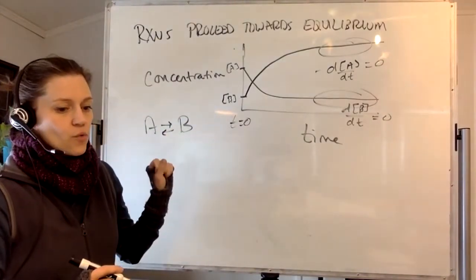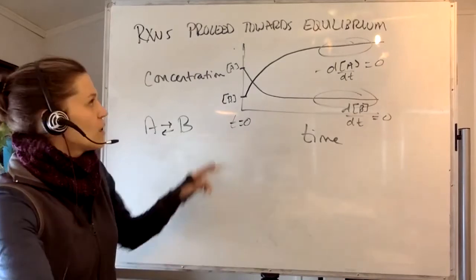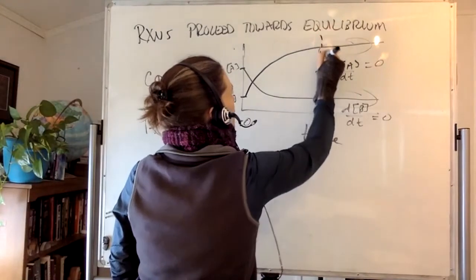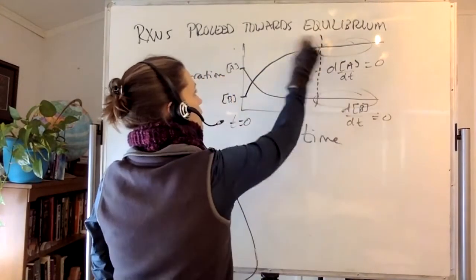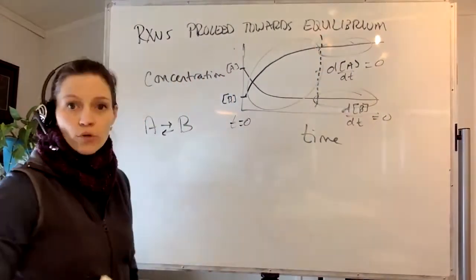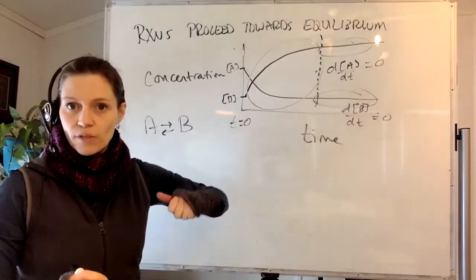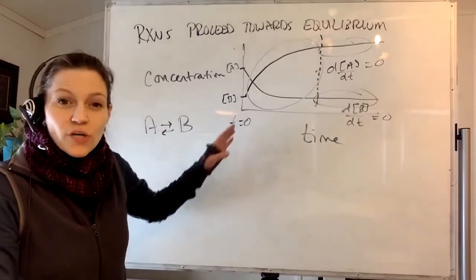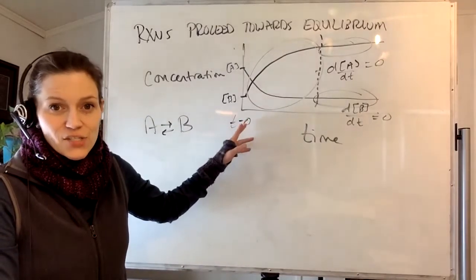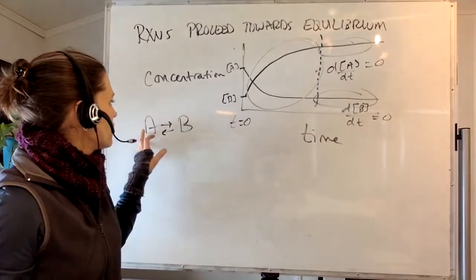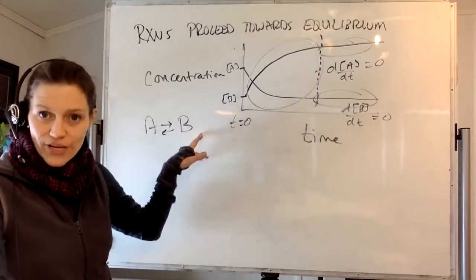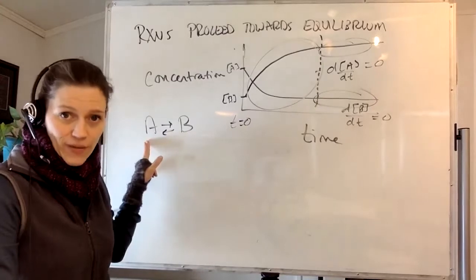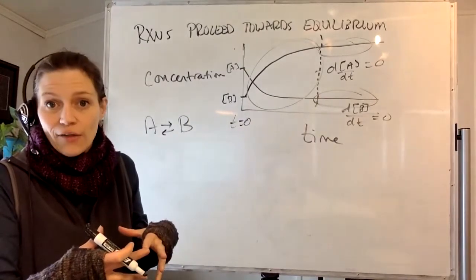Okay, so we want to know then, how do we describe or define mathematically this portion, getting towards equilibrium? Sound good? Let me clarify that. So we're going to try and create an equation that's going to take into account both the consumption of A and the formation of B while taking into account the consumption of B and the formation of A. We're going to combine these two together.